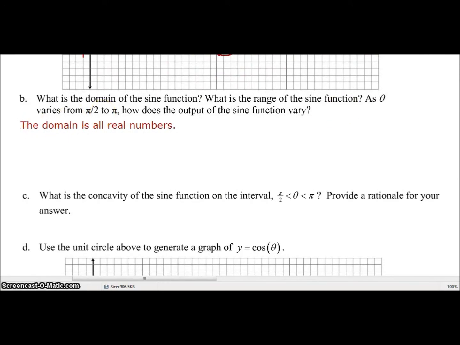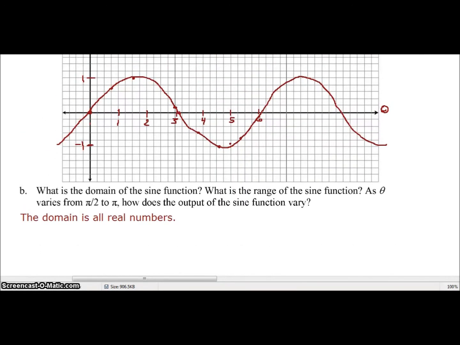What is the range of the sine function? Remember that the range is the set of all possible outputs. We never go higher than 1 or lower than -1, the value of our radius. So the range is the set of numbers from -1 to 1, inclusive.